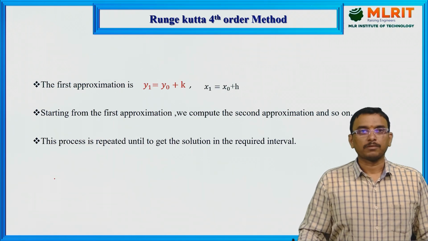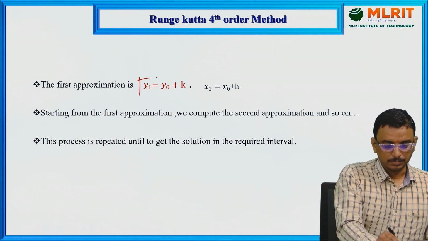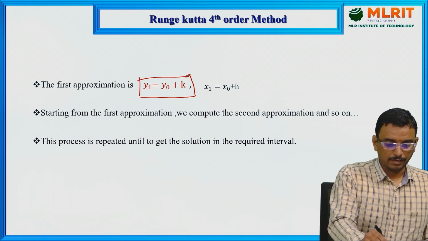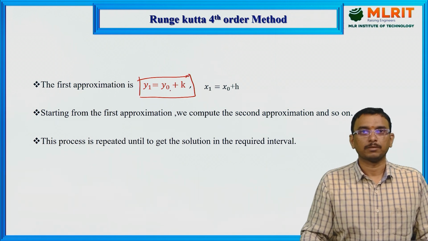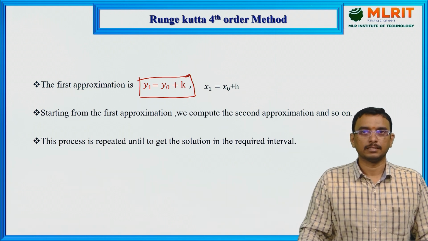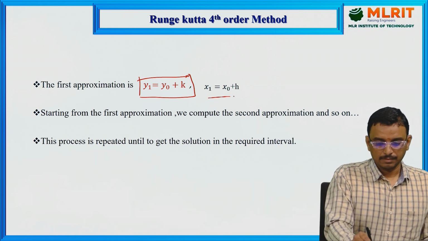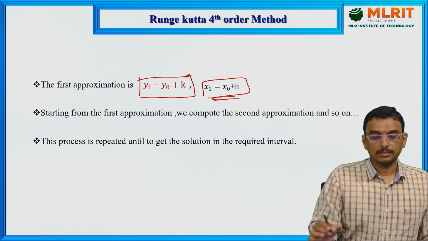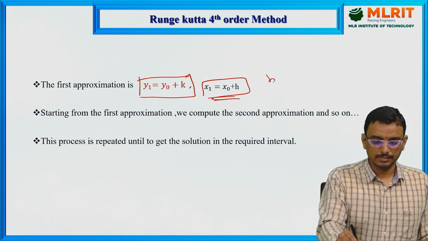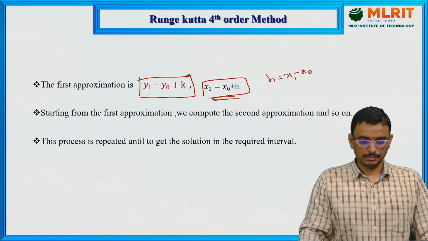Our first approximation is y1 is equal to y naught plus k. Y naught is the initial approximation value, and k is what we just calculated. k is equal to 1 by 6 into k1 plus 2 k2 plus 2 k3 plus k4. And x1 is the next approximation value, that is x1 is equal to x0 plus h, or we can write h as x1 minus x0. So h is the step size.